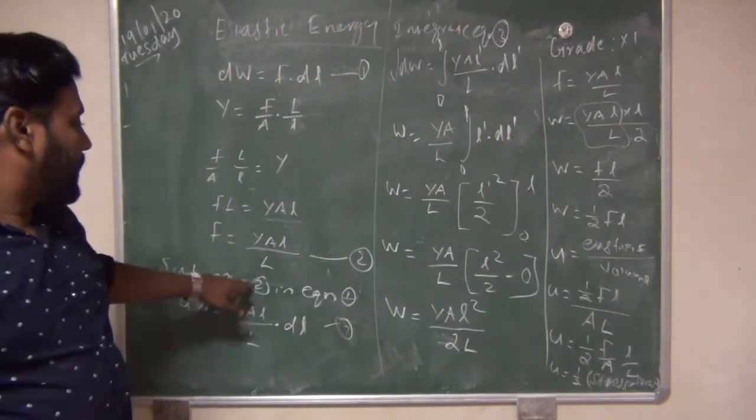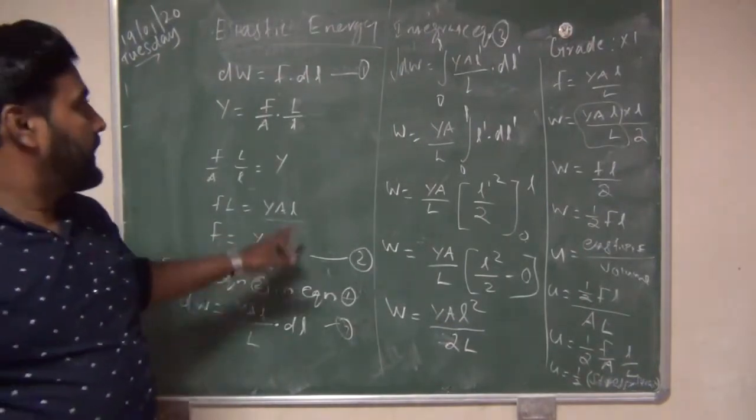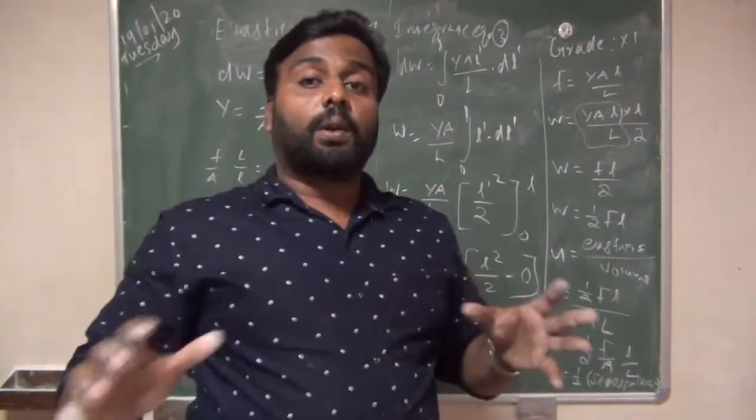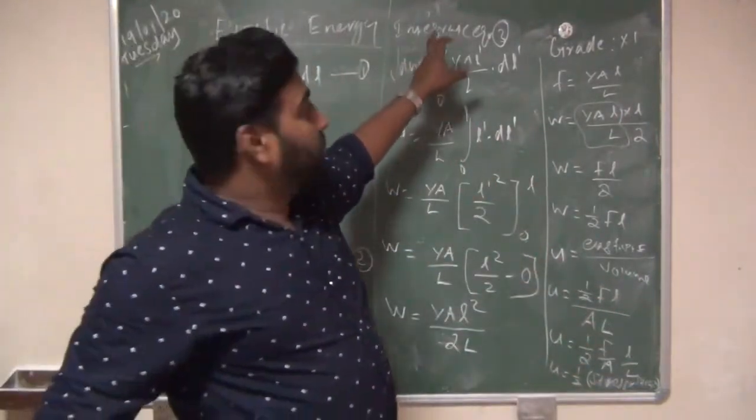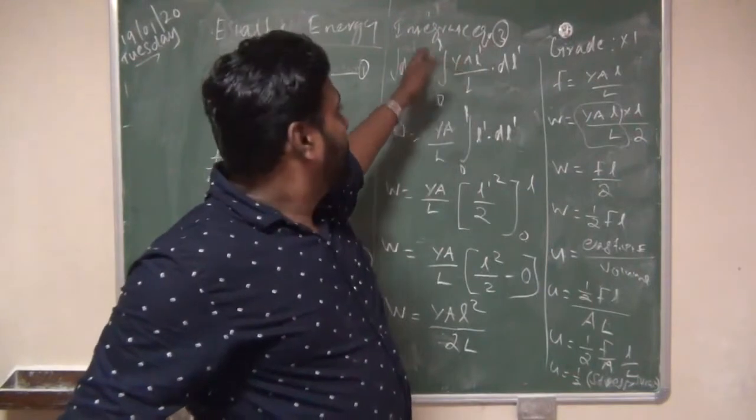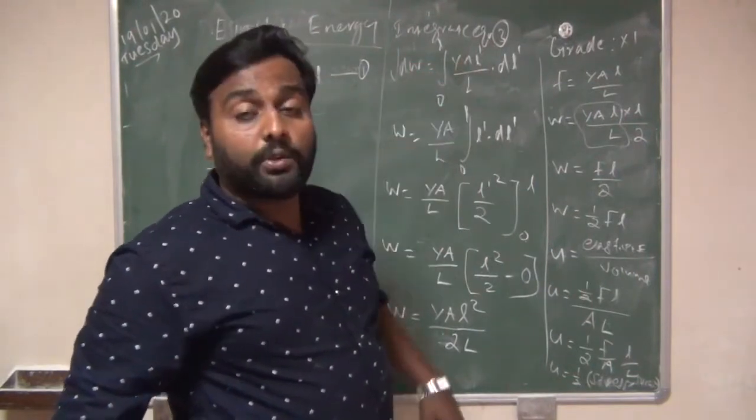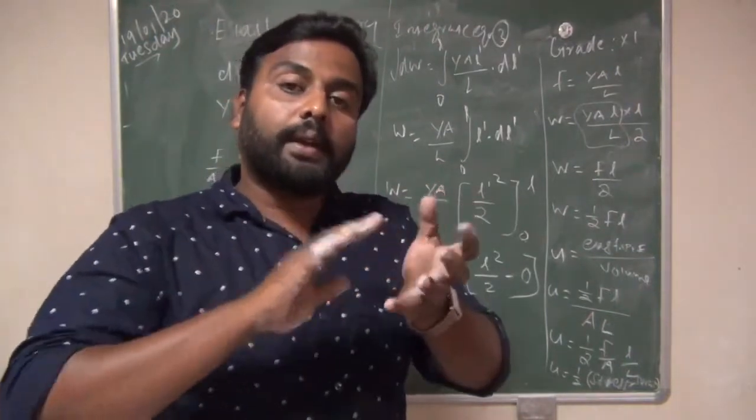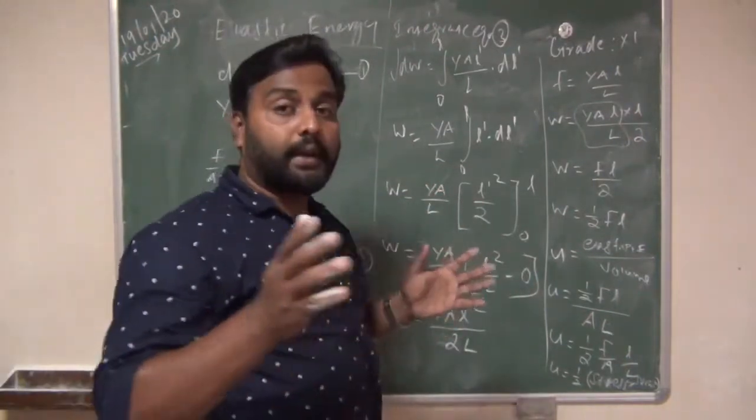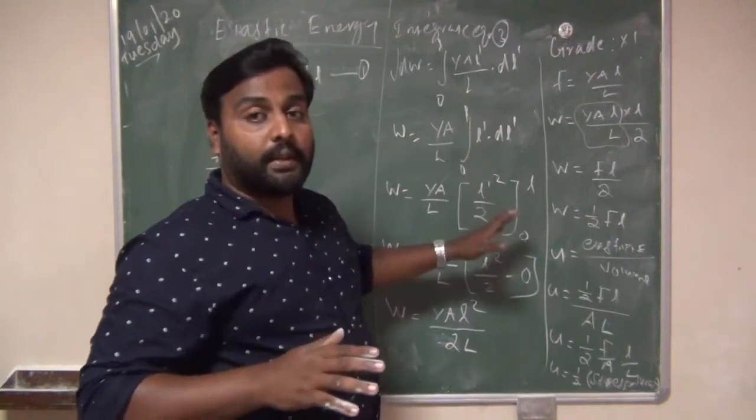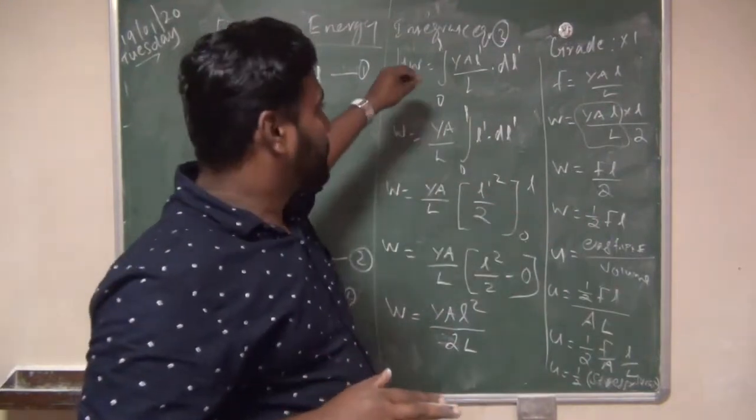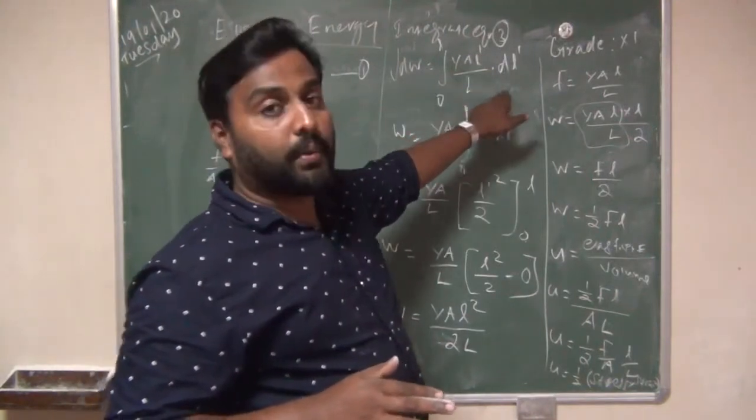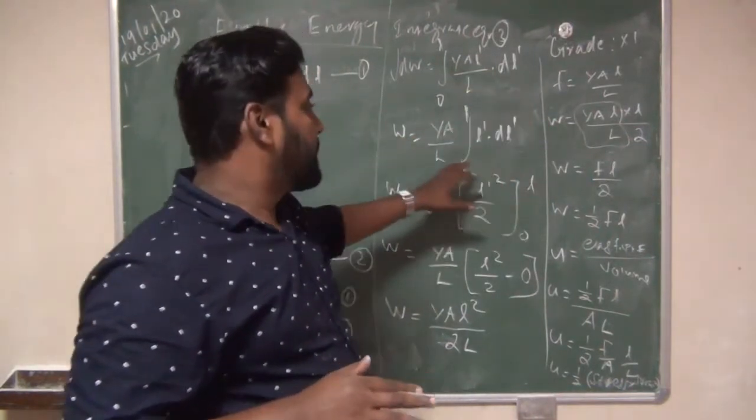dW is equal to YAL divided by capital L into dl. Now we have to find out the work done for the whole length, so we are integrating. Integrating equation 3, while integrating we have to choose a dummy variable for l. Just for l we are writing l dash. After integration we can apply the limit without confusion, so we are using l dash. So Y A l dash by capital L dot dl dash we are using.